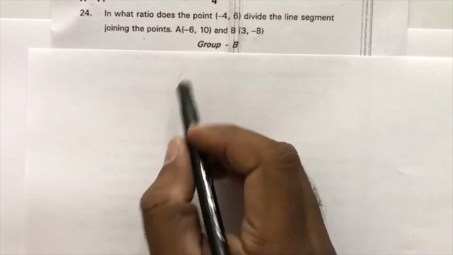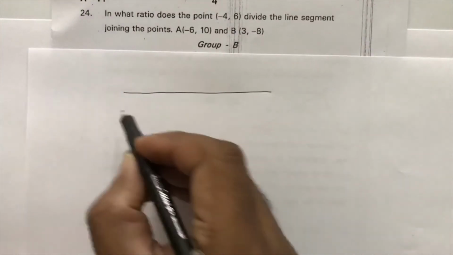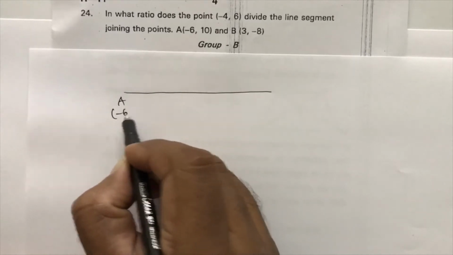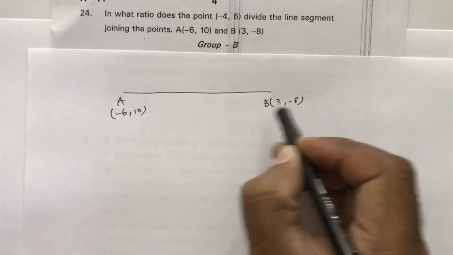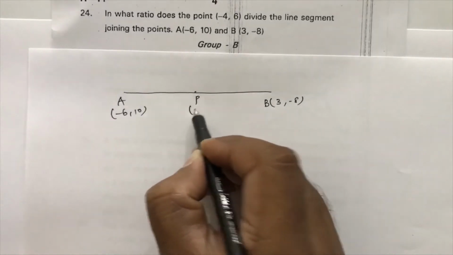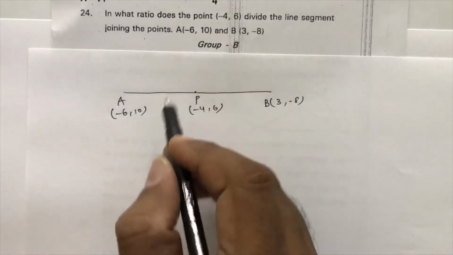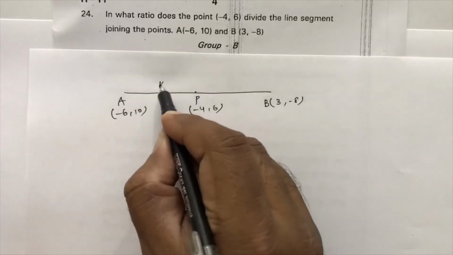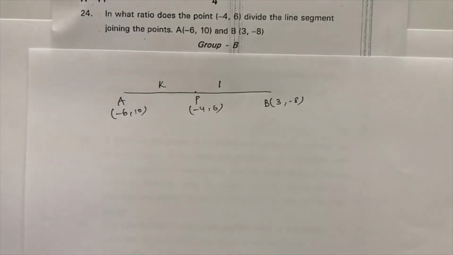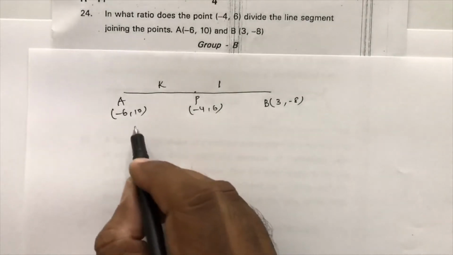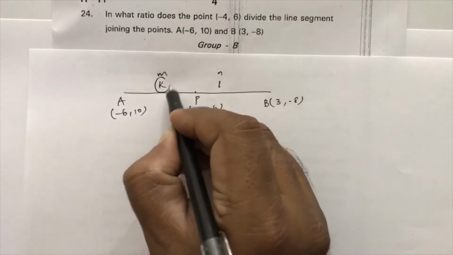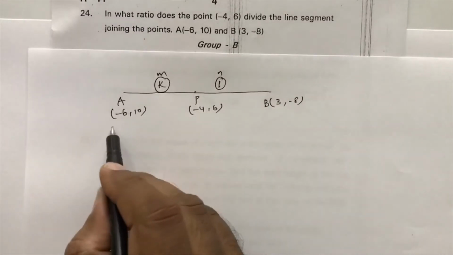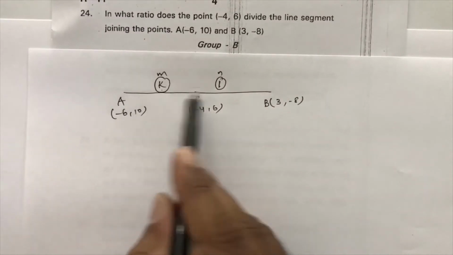See, this ratio problem you can do in an alternate method also. That is, A is minus 6 comma 10, B is 3 comma minus 8, and point P is minus 4 comma 6. Instead of m is to n, if you take the ratio as k is to 1, directly you will get the value of k and that will be the answer. So see here, this is m, this is n. In place of m, k; in place of n, 1. Whenever they ask you to find the ratio, you can use k is to 1 also.